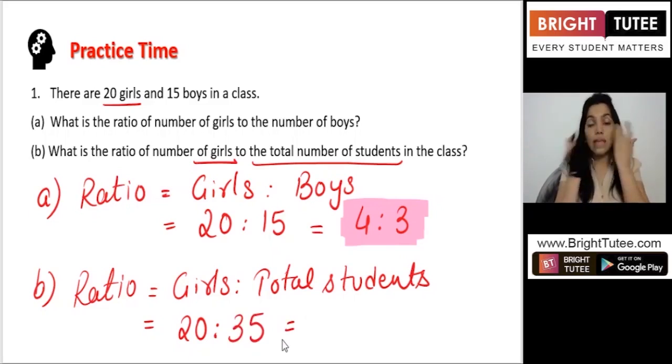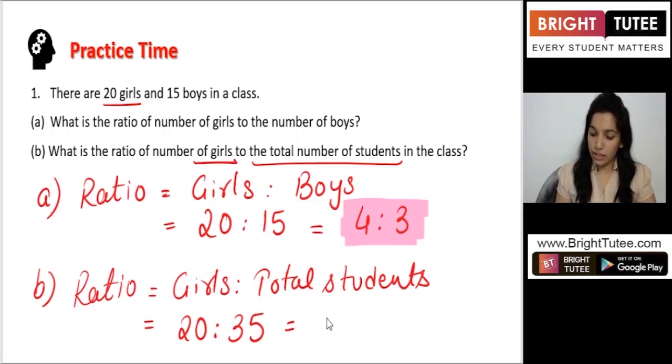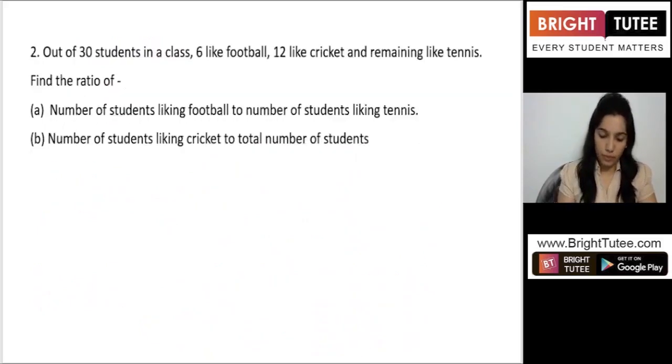But because we can convert this into a simpler, lower ratio, let us do that. Dividing 20 and 35 by 5, we get 4, because 20 in the 5 times table is 4, and dividing 35 by 5 equals 7. So 4:7 is the final answer, that is in the lowest form of ratio. Moving ahead to question number 2.